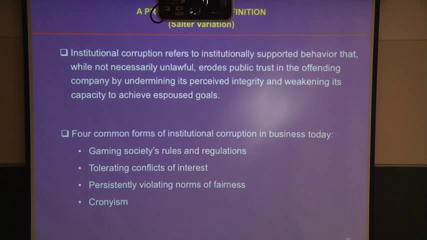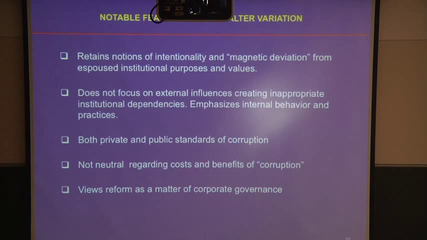Third, persistently violating norms of fairness, and this is where the level of executive pay comes in, as well as the structure. How much is too much? Which is an interesting thing here. And then cronyism, which is basically trying to get the government to favor your business so that your success is dependent on the government rather than on your own performance. And this retains the notions of intentionality and magnetic deviation. It's both public and private. However, it's not neutral regarding costs and benefits of corruption. Basically, I think it's all bad.